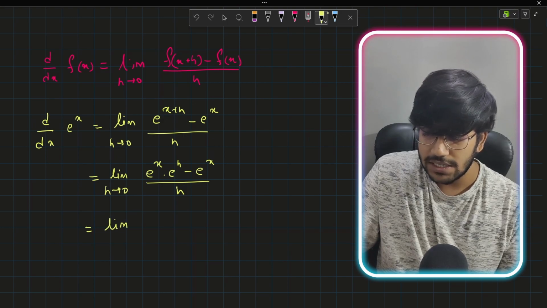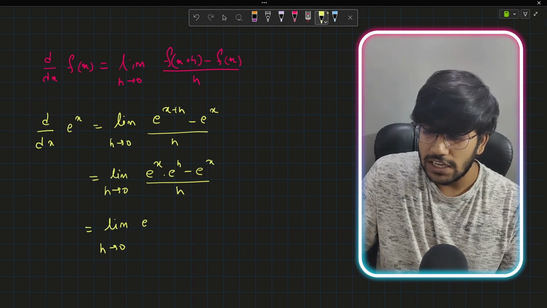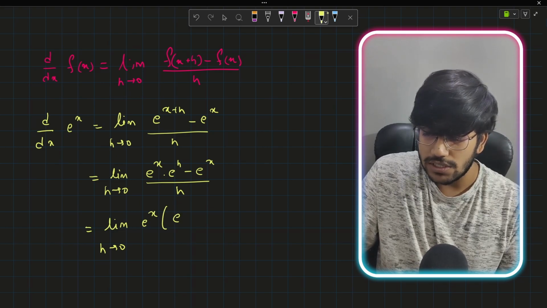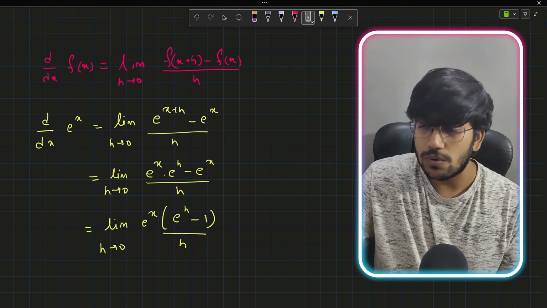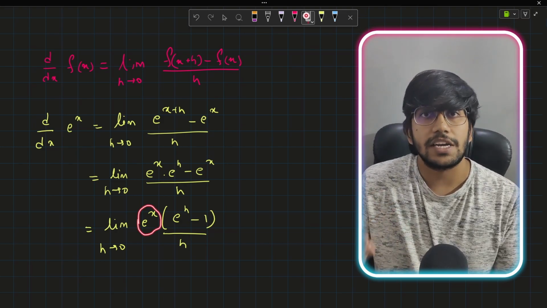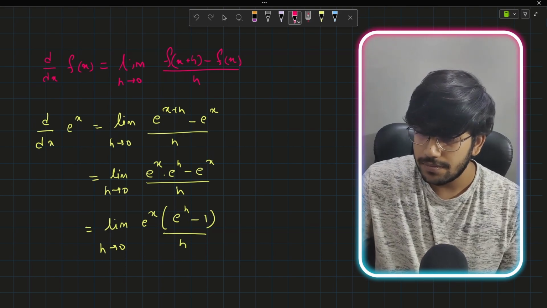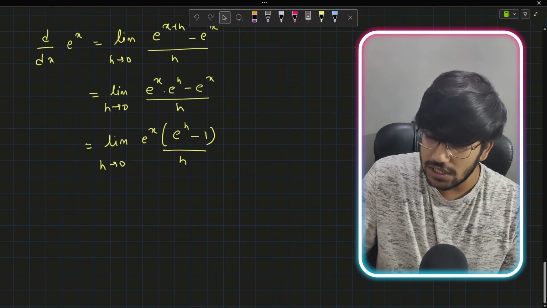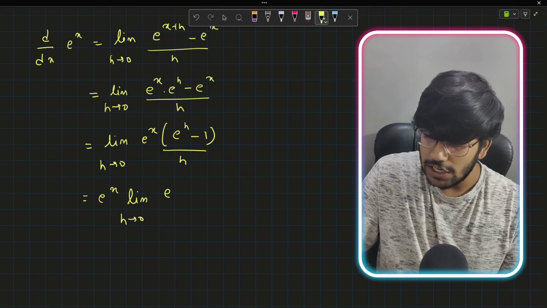which gives us limit h tends to 0, and if you take out e to the power x common, you get e to the power h minus 1 over h. Now what you need to observe is that this e to the power x is independent of h, so we can actually take this outside the limit. So what this gives us is e to the power x, limit h tends to 0, e to the power h minus 1 over h.